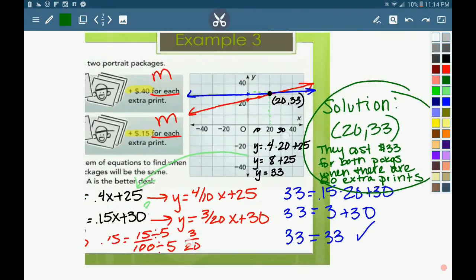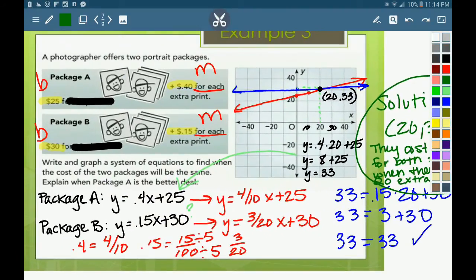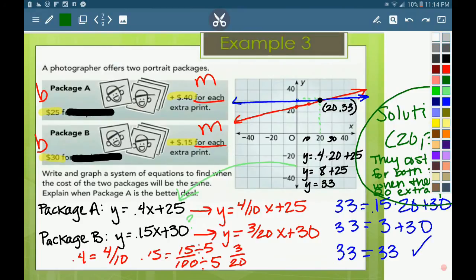There is one last question on this example that we did not answer yet. It said, explain when package A is the better deal. So package A, let's see, I did that one in red, and then package B I did in blue. So this one was A, and this one was B. Okay, so when is A the better deal? Well, we should think about what axis means cost. Well, the y-axis means cost.